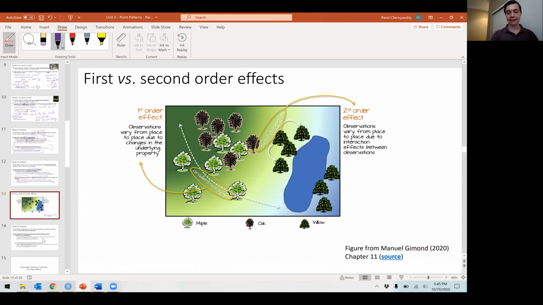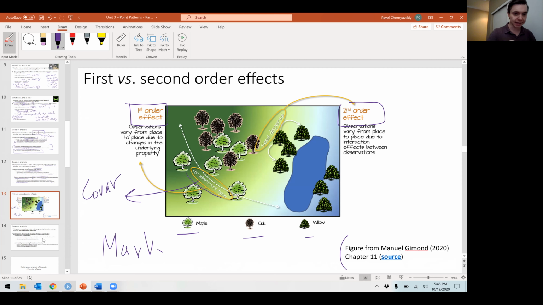Here is a nice figure from this book. I did not make this figure, but this is a very nice figure that illustrates the difference between first order effects and second order effects, right? So if we're looking at the location of different kinds of trees, we have 3 kinds of trees. Here's a quiz. What is the type of tree? The mark. It's a mark. Gradient and soil type, what is that? Gradient and soil type are covariates, spatial covariates, right? They happen whether or not there's a tree there.